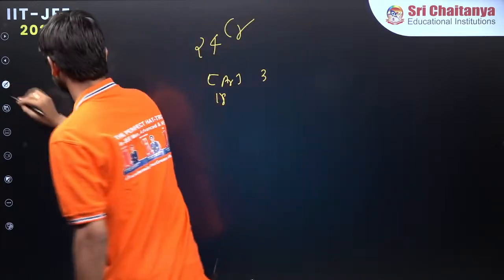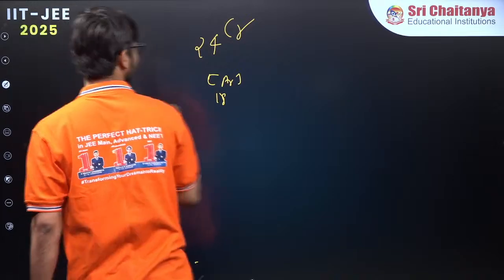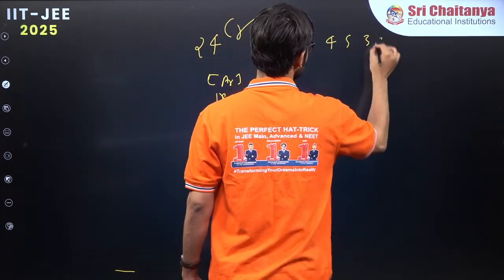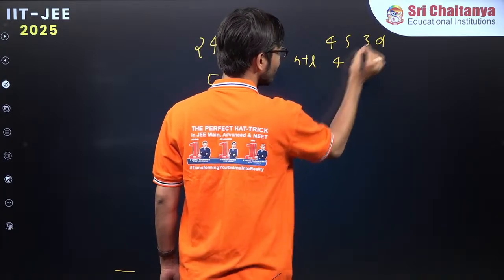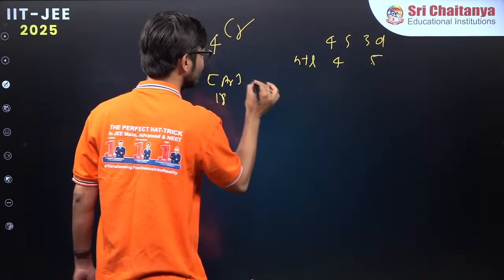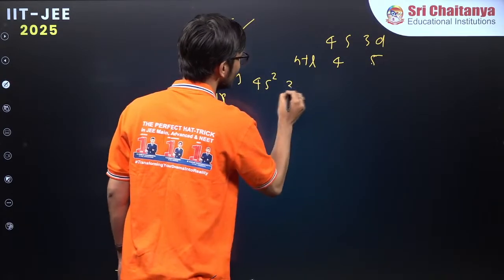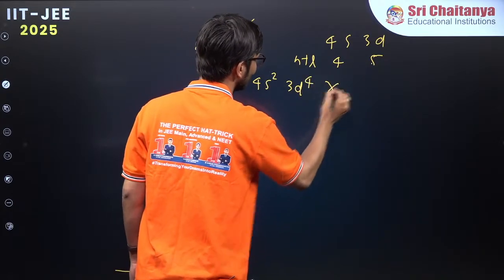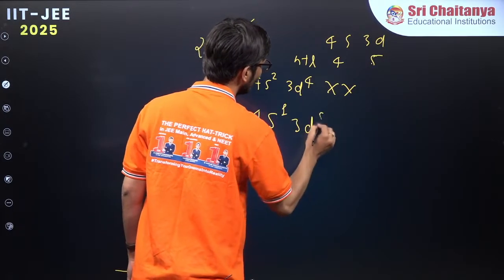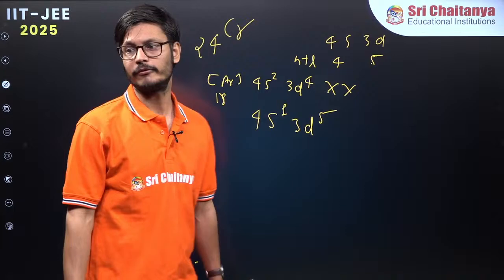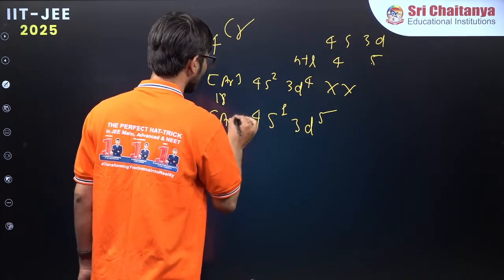4s will come. So this will be 4s. In 4s and 3d, which is having more energy, by n plus l value? 4s has n plus l value 4, 3d has n plus l value 5. So first we'll fill 4s, 4s2. How many are remaining? 4. So 3d4. But actually this is not the correct configuration. The correct configuration is 4s1, 3d5. 4s1, 3d5, this is argon core.